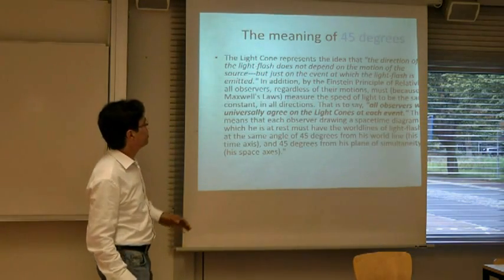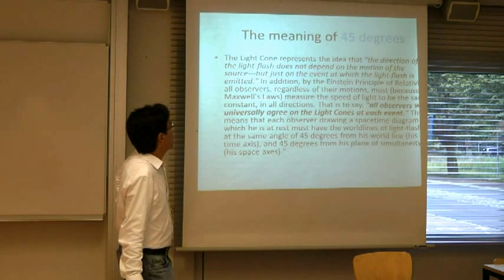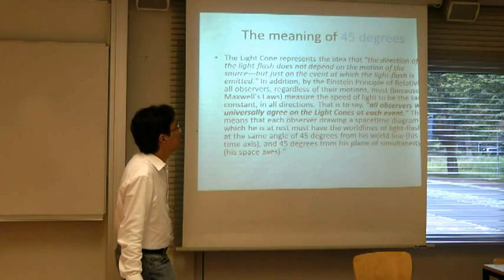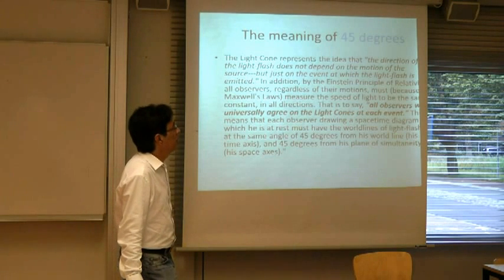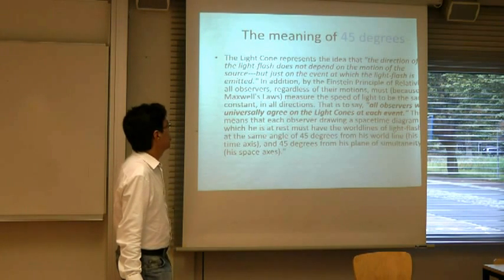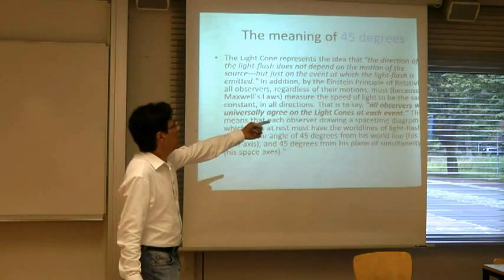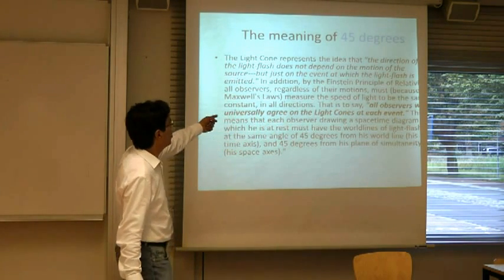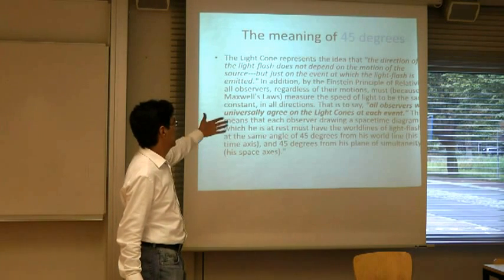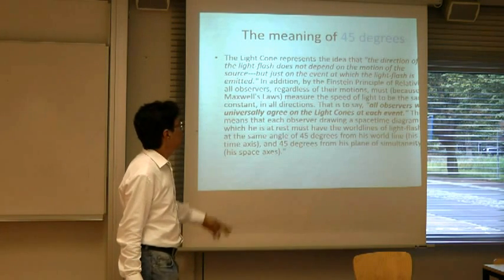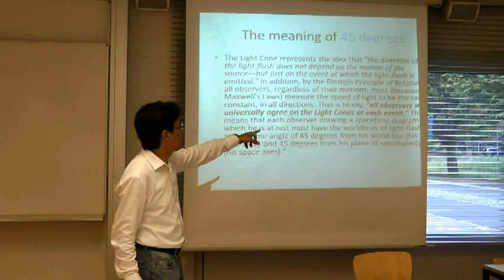The light cone represents the idea that the direction of the light flash doesn't depend on the motion of the source, but just on the event at which the light flash is emitted. In addition, by Einstein's principle of relativity, all observers, regardless of their motions, must, because of Maxwell's laws, measure the speed of light to be the same constant in all directions.